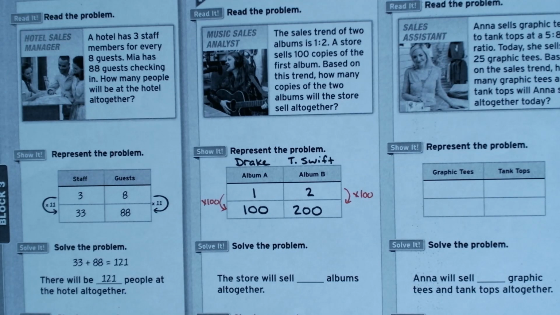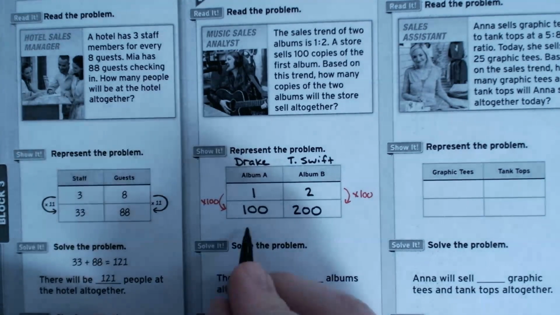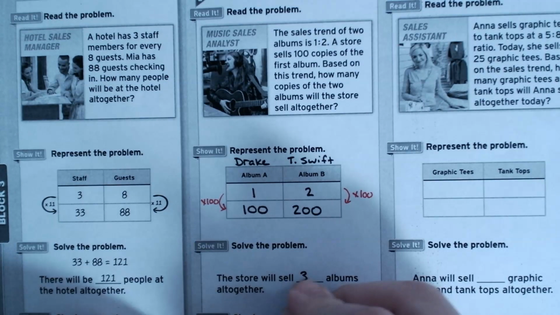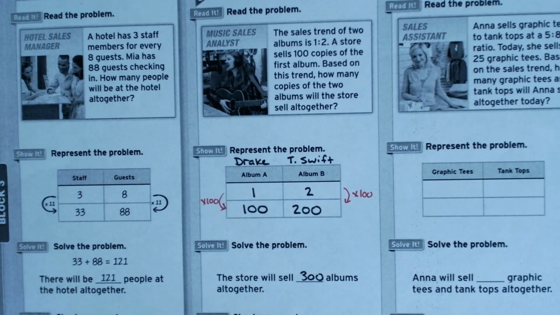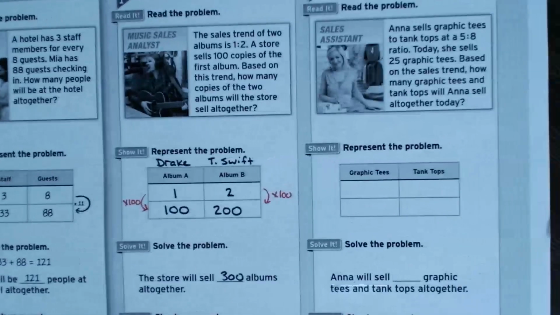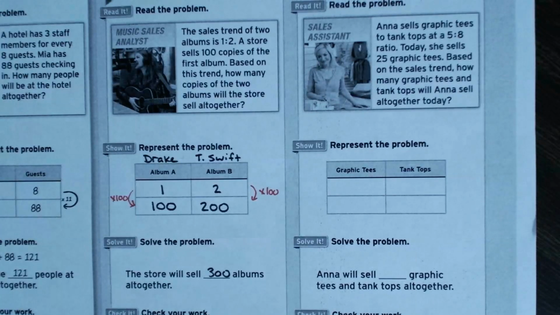So my question is, is the answer 200? No. What's the answer? 300, because you need to add these together. 100 plus 200 makes 300 albums altogether. Questions on that?